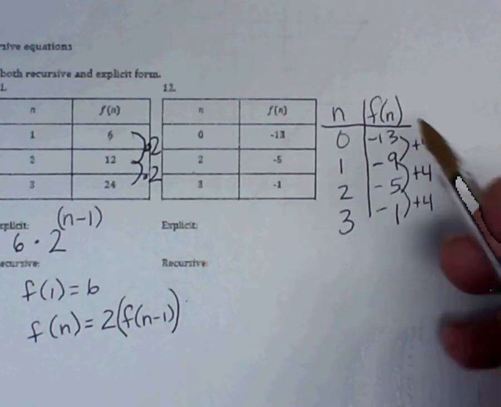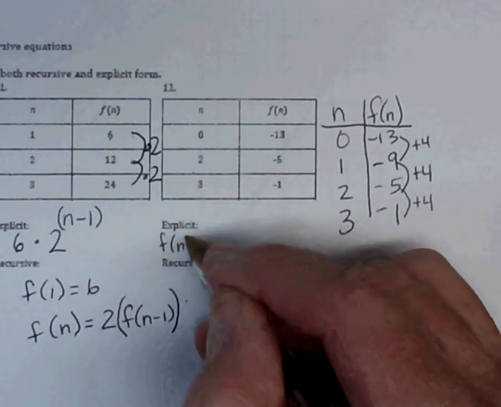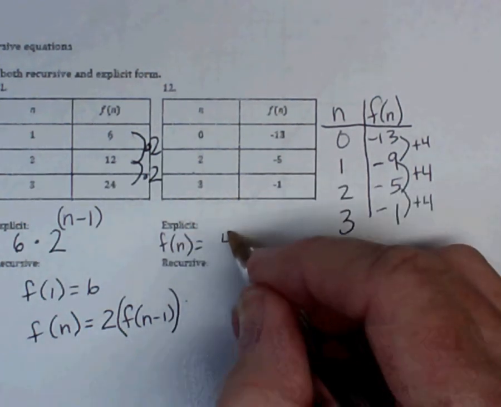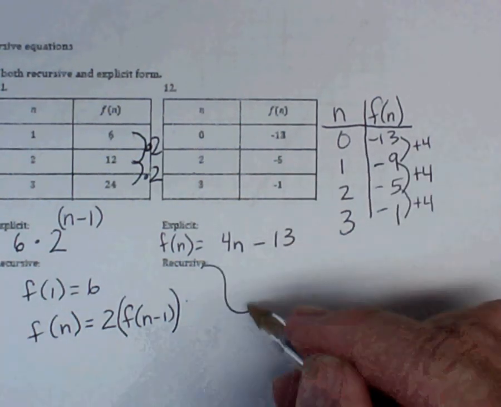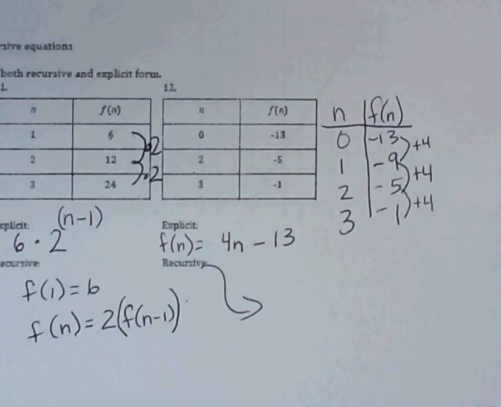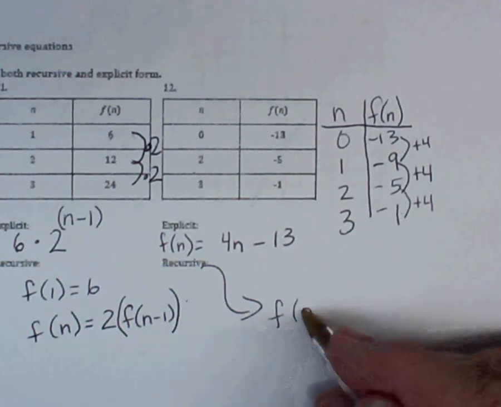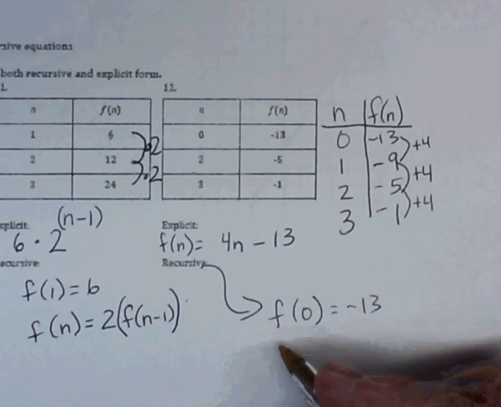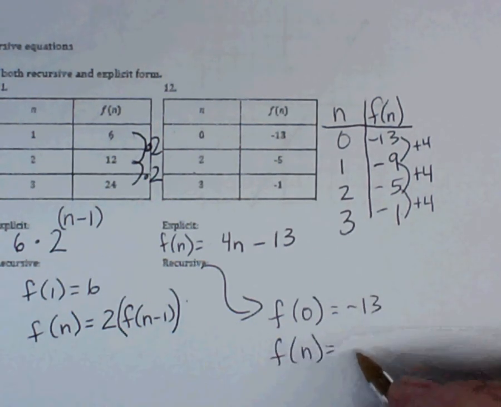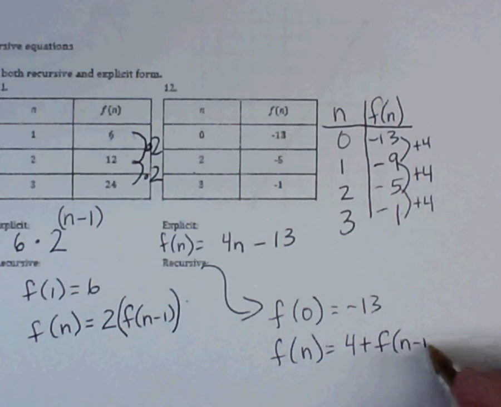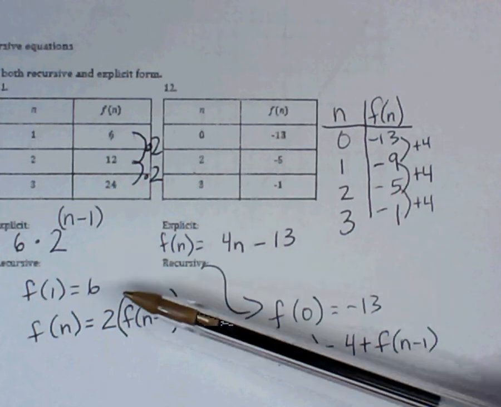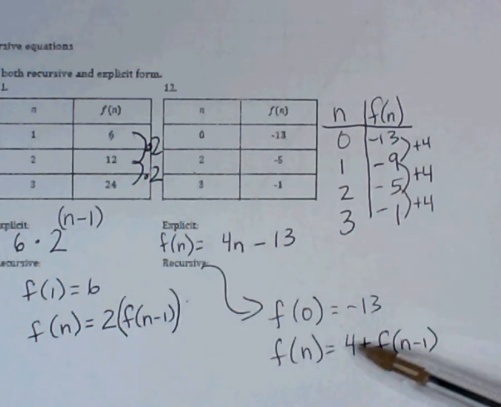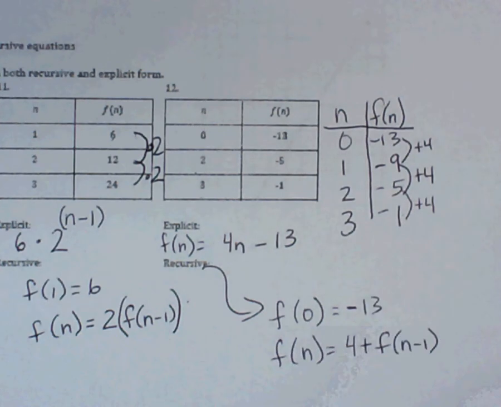And I know my 0 step, so explicit one is very easy. My slope is 4. My intercept is negative 13. Recursive, I kind of ran out of room, so let me put an arrow over here. F of 0 is negative 13, and for any step, I take 4 plus the step before. Okay? Remember, recursive formulas have two parts. Because you can't tell me to add 4 to something unless you've told me what I'm going to add 4 to. All right, good.